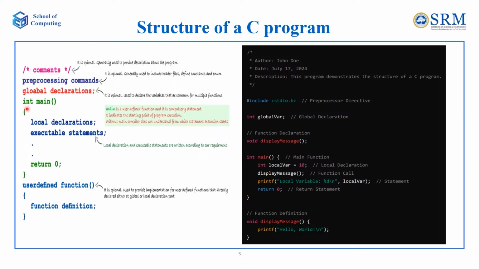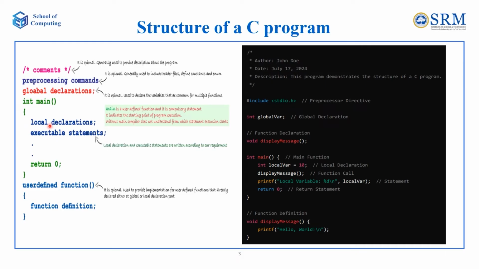And next, the main function indicates the entry point of any C program. The execution of the program starts from the main function. Here, the main function has a default return type of integer. If it does not want to return any data type, then you can give the main function the return type void, which means it does not return anything. And within the main function, you have an opening and a closing brace. Within the main function, the local declarations and executable statements are written.